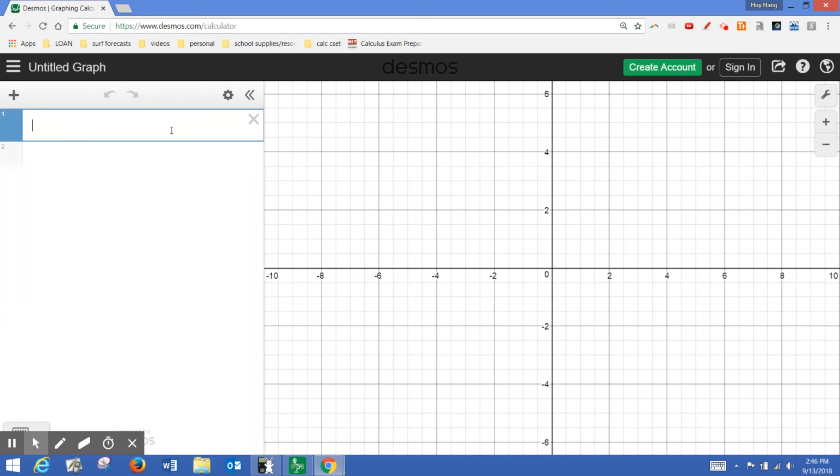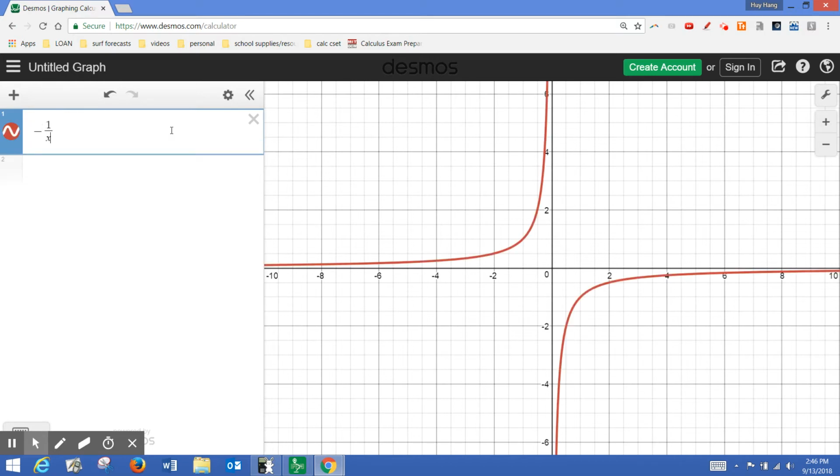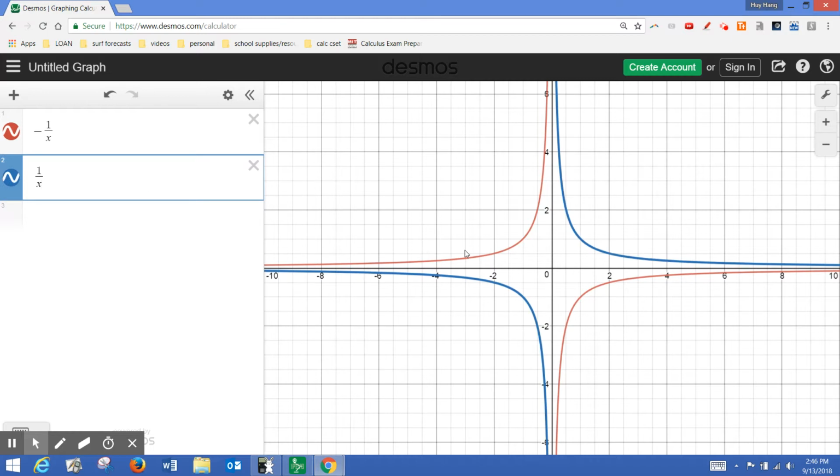So let's do -1 divided by x, and then the other one will be +1 divided by x. And let's look. What's in red here and here is the graph for -1 over x, and what's in blue here and here represents 1 over x.